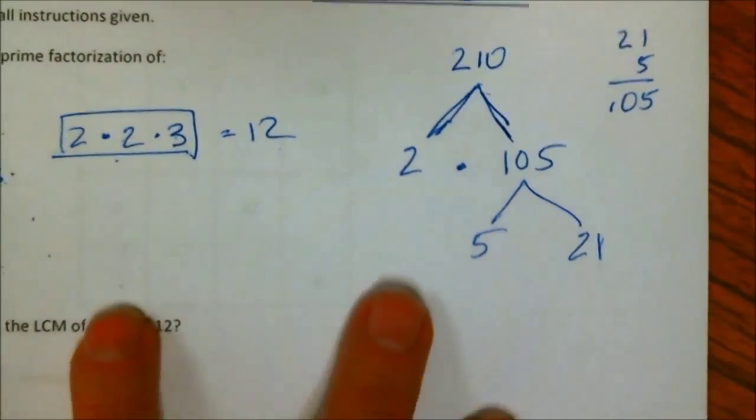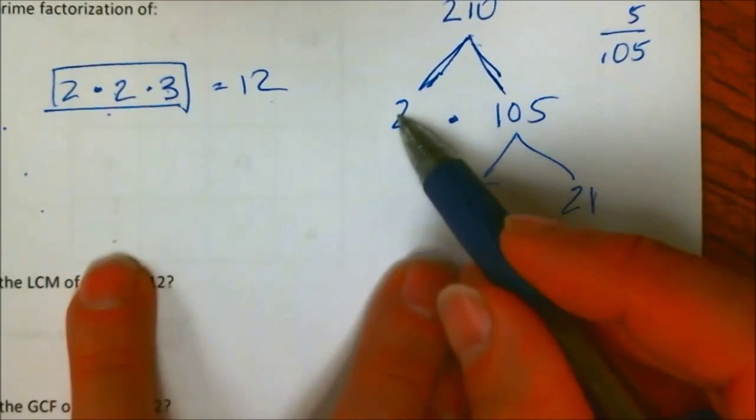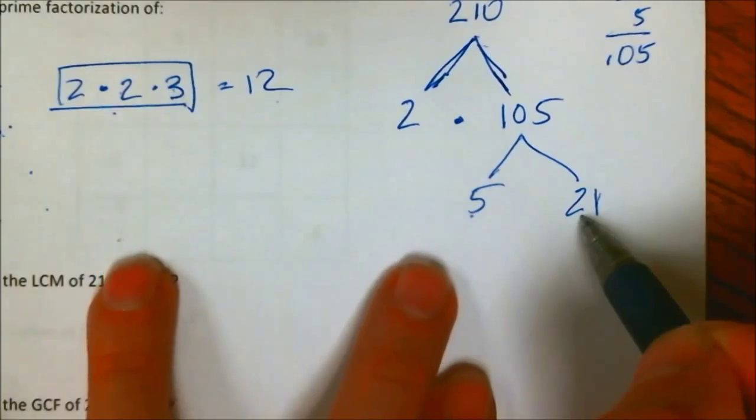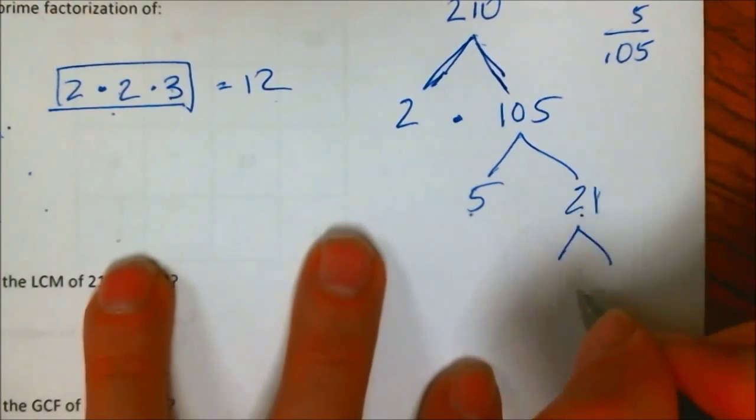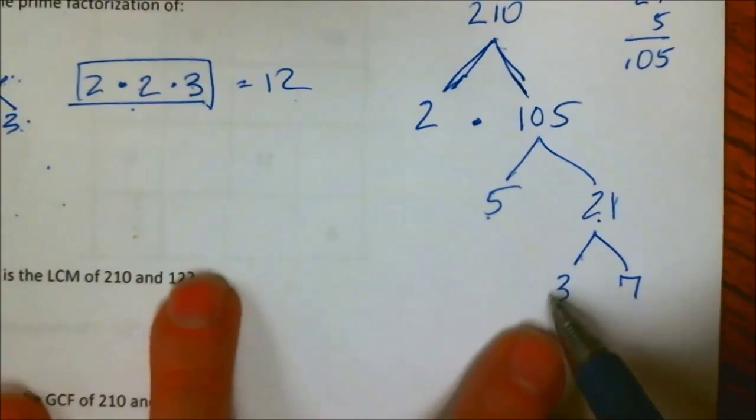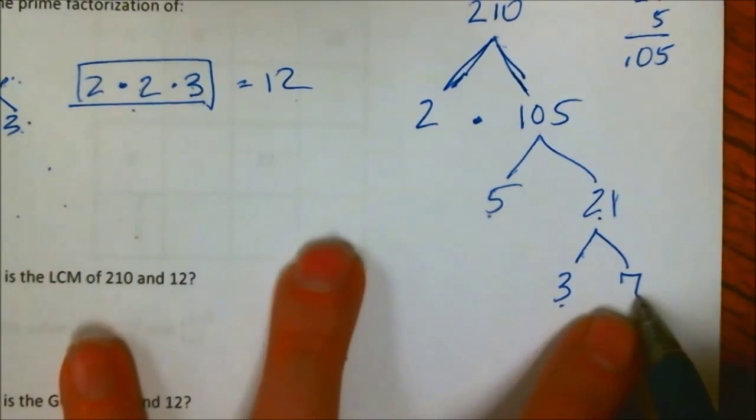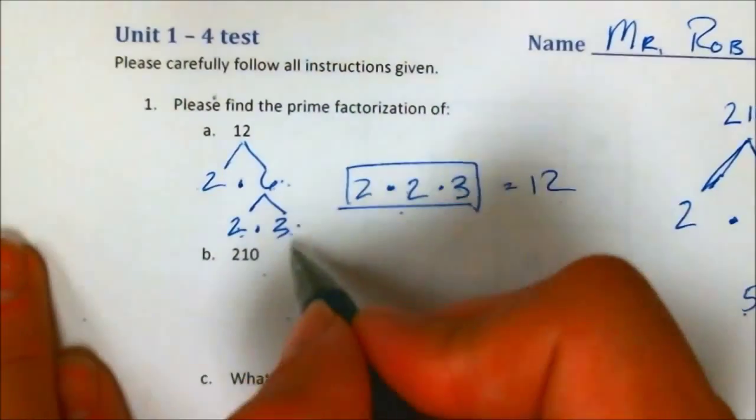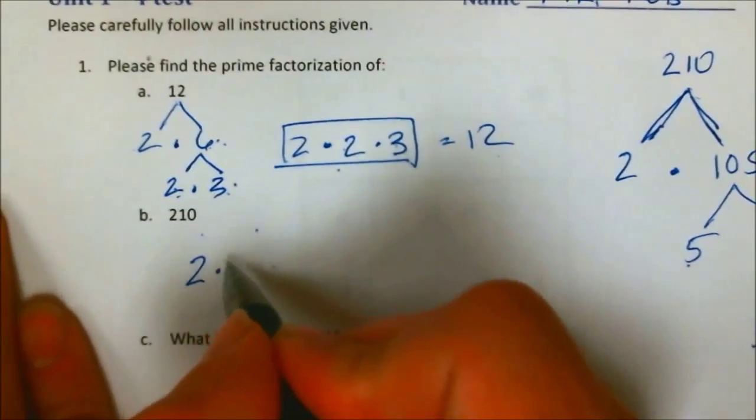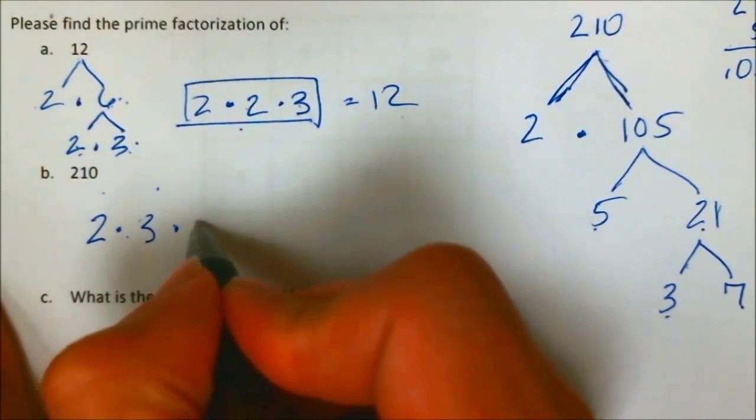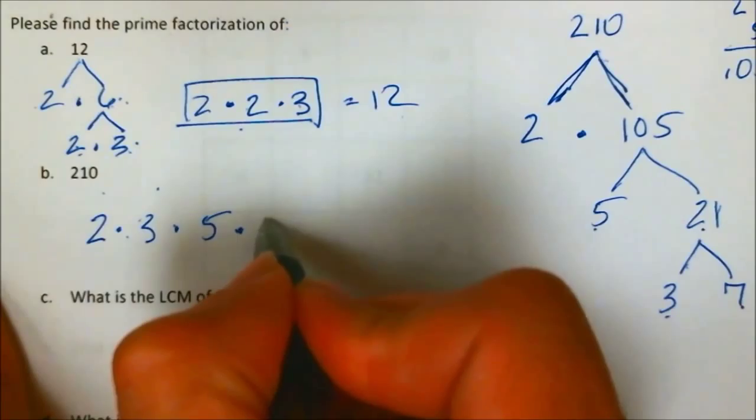Woohoo, we're there. Is this prime? Yes. Is this prime? Yes. Is this prime? No. I can factor that still into 3 and 7. 3 times 7 is 21. Is this prime? Yes. Is this prime? Yes. Okay, we're done. So the prime factorization of 210 is 2 times 3 times 5 times 7.